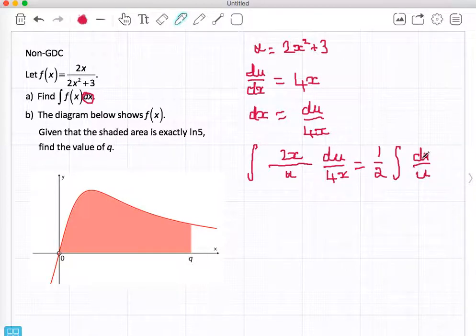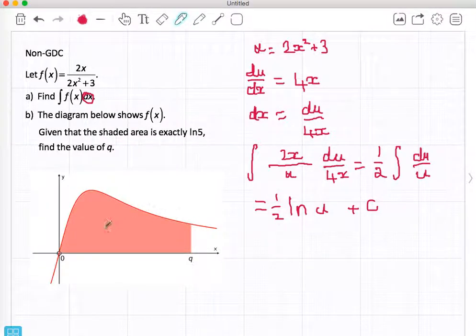I have no x's. So basically I'm integrating with respect to u. And that equals log u plus c, and I've got the half outside. So half log u. So that's the first one done.